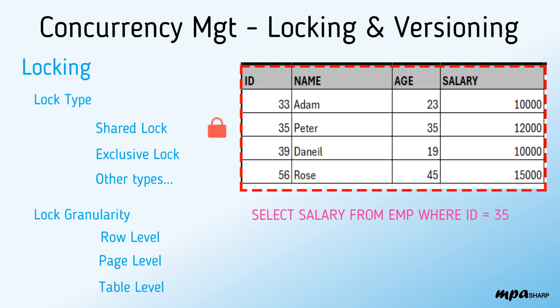The higher the granularity, the more rows and data get locked. Hence, more blocking issues can occur. Therefore, when choosing the granularity of the lock, SQL Server is very careful not to block more than it requires.